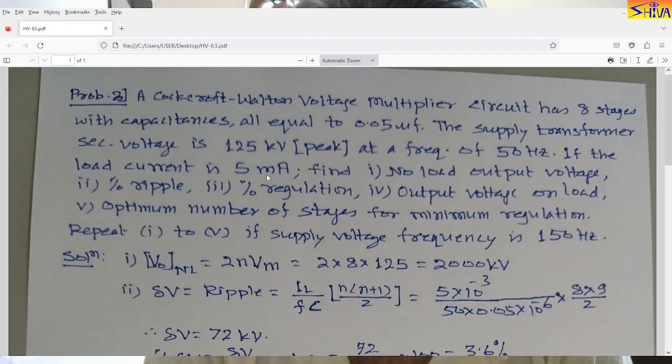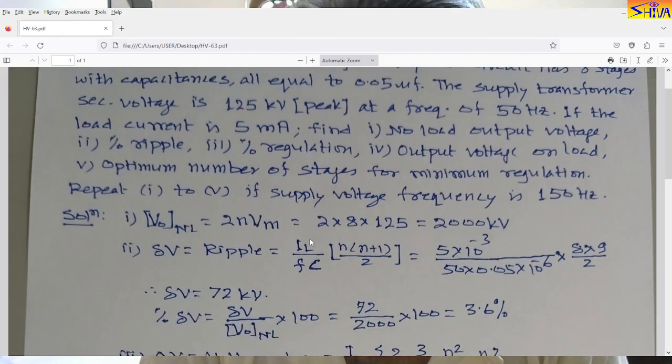If the load current is 5 milliampere, that is IL is 5 milliampere, find: first part, no load output voltage; second part, percentage ripple; third part, percentage regulation; fourth part, output voltage on load; and fifth part, optimal number of stages for minimum regulation. It is mentioned to repeat parts 1 to 5 if the supply voltage frequency is 150 Hz. Let us solve this problem.